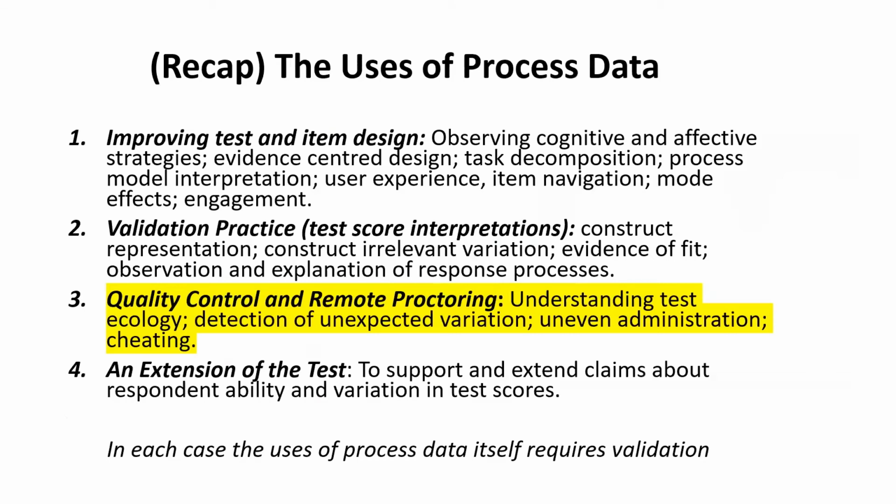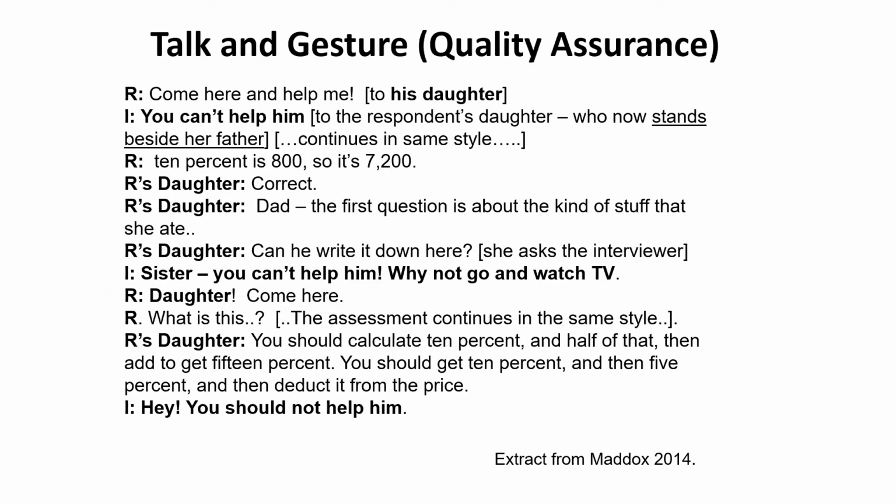So I'm just going to give some brief examples. Yesterday we looked at the different uses of process data, and this next example relates to how we can use process data for quality control and remote proctoring. In this case, it wasn't remote proctoring, it was when I was actually present. It's a very brief example, returning to my research with UNESCO in Mongolia in the LAMP, Literacy Assessment and Monitoring Program, a household-based assessment of adult literacy and numeracy.